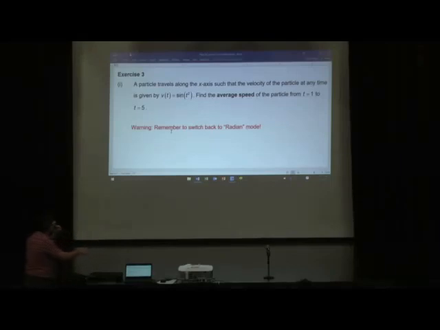Now this is the velocity function, sine of t squared. Find the average speed of the particle from t equals 1 to t equals 5. I know we seldom touch on average speed. Basically, average speed is just the total distance traveled divided by the total time taken. So now let's try to use the GC to evaluate this.